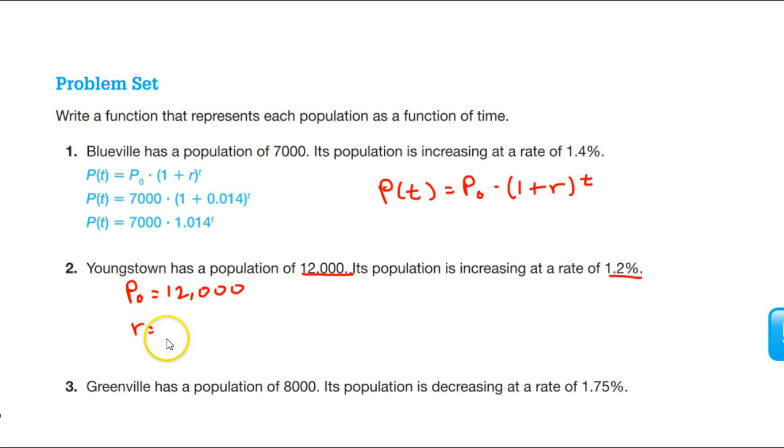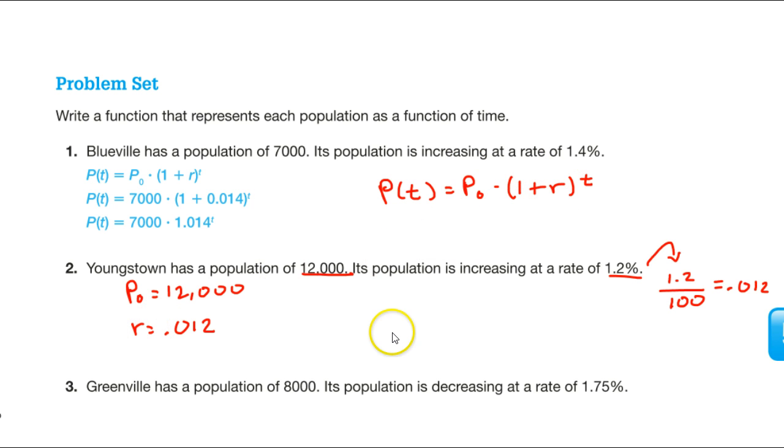But remember, every time we write our rate, we have to write it in decimal. So that's 0.012. If you're not quite sure how to write the decimal, it's just 1.2 divided by 100. When you do so, you get 0.012.